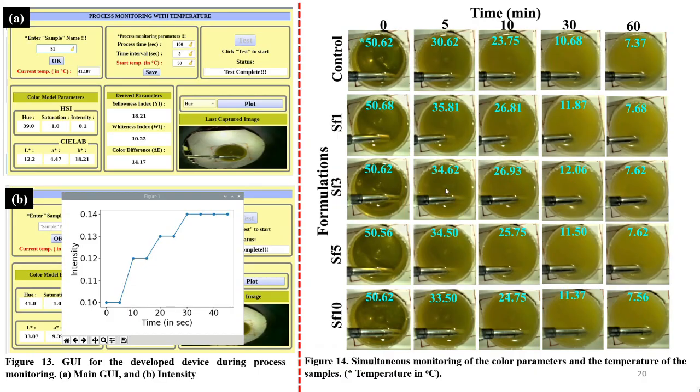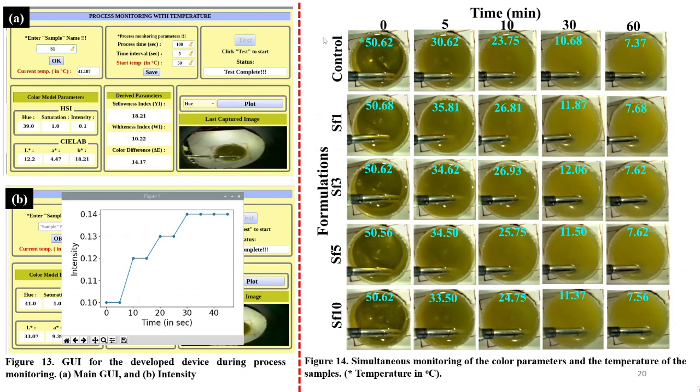Now next comes the process monitoring with temperature. What we did is that we took the samples, we heated them at 90 degrees centigrade and put them into the colorimeter. So it looks something like this. This is your temperature sensor which has the PT 100 within it, and then it has been digitized.